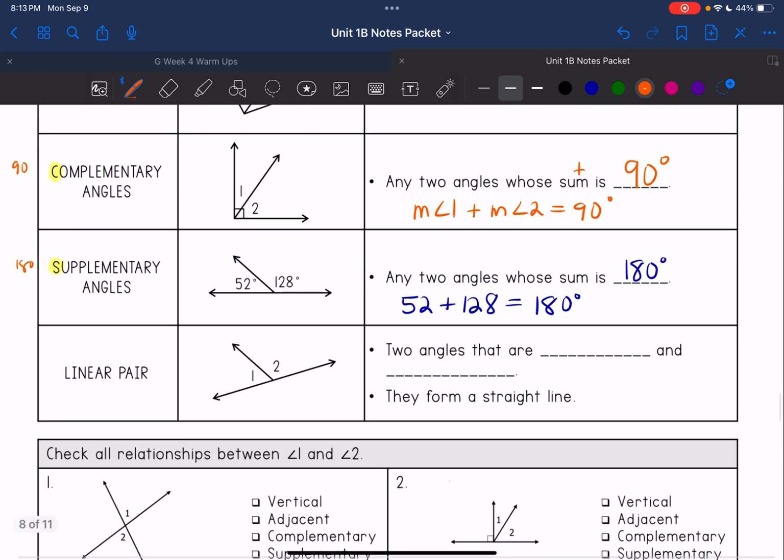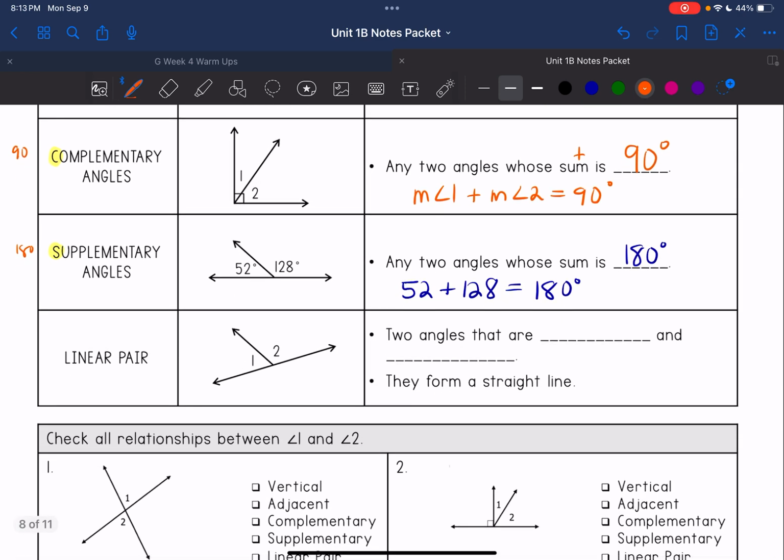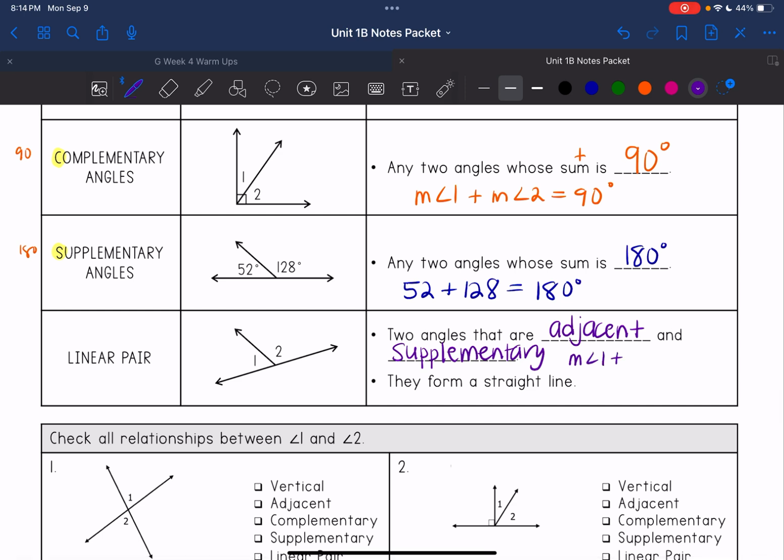Okay, and then the last relationship we're looking at is something called a linear pair, and it's exactly what it sounds like. Linear sounds like line. So a linear pair is two angles that form a line. But because they form a line, that means that they are adjacent. They are next to each other, right? And they are supplementary, meaning if I were to add them up, it's going to equal 180 degrees. So the measure of angle 1 plus the measure of angle 2 equals 180.